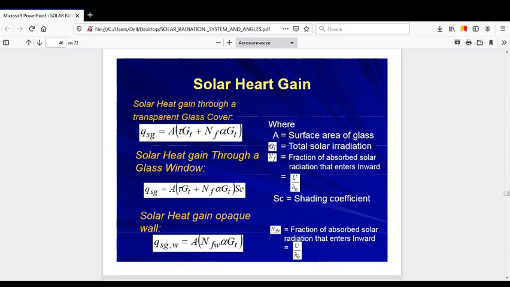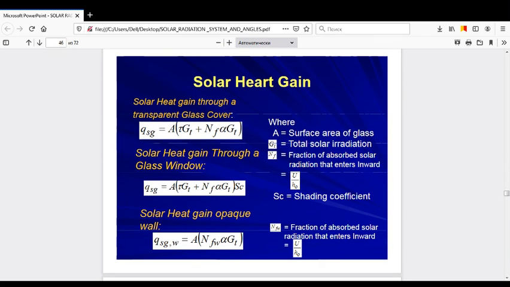Solar heat gain. Solar heat gain through a transparent glass cover, Q_SG is equal to A, tau G_T plus N_F alpha G_T. Solar heat gain through a glass window, Q_SG is equal to A, tau G_T plus N_F alpha G_T, SC. Where A is equal to surface area of glass, G_T is equal to total solar radiation, N_F is equal to fraction of absorbed solar radiation that enters inward, SC is equal to shielding coefficient, and solar heat gain for an opaque wall has N_F as the fraction of absorbed solar radiation that enters inward.